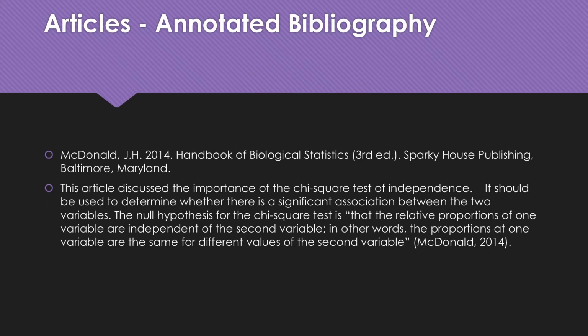In this article from the Handbook of Biological Statistics, it discussed the importance of the chi-square test of independence. It should be used to determine whether there is a significant association between the 2 variables. The null hypothesis for the chi-square test is that the relative proportions of one variable are independent of the second variable. In other words, the proportions of one variable are the same for different values of the second variable.